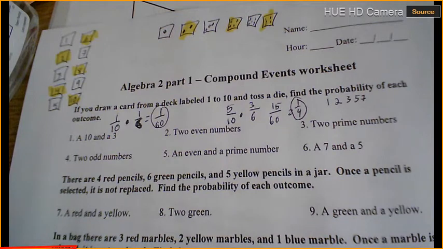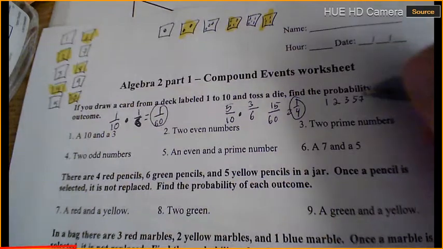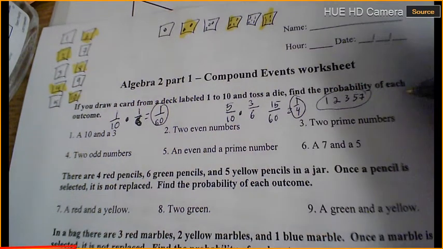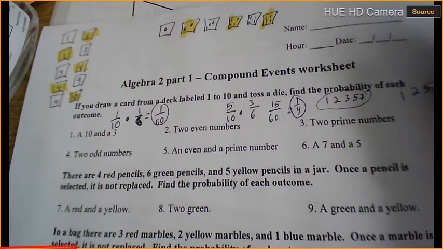Like 13. Nothing goes into 13 evenly, right? Except 1 and 13. But if you look at 12, you can divide it by 2, 6, 3, 4, so it can't be prime. So these are my prime numbers for my cards. My prime numbers for my die are 1, 2, and 5.